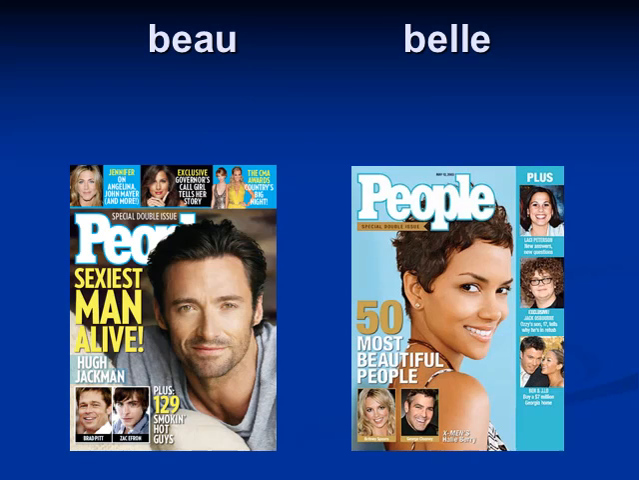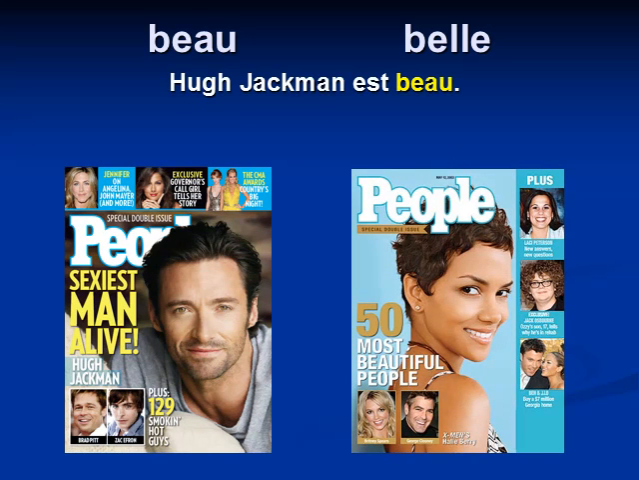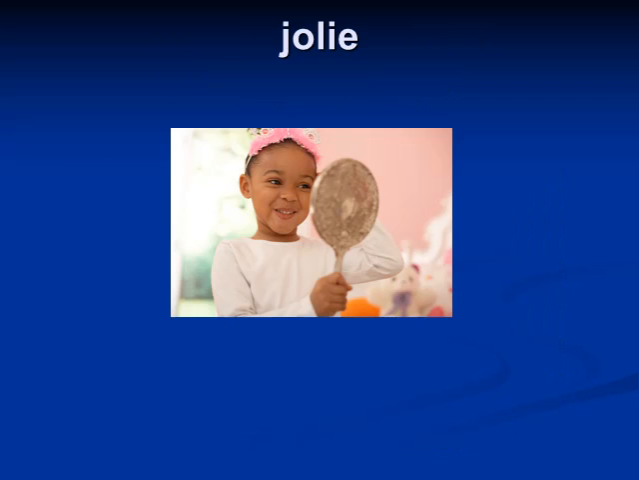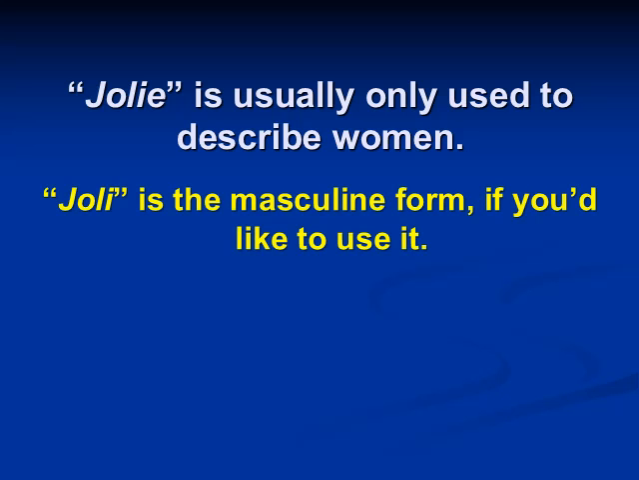To say that someone is beautiful or good looking, we might say beau for a male or belle for a female. So for instance, Hugh Jackman est beau, Halle Berry est belle. Okay, to say that someone is pretty, we say jolie. La fille est jolie. Jolie is usually only used to describe women. If you'd like to use the masculine form, it's joli without the E.